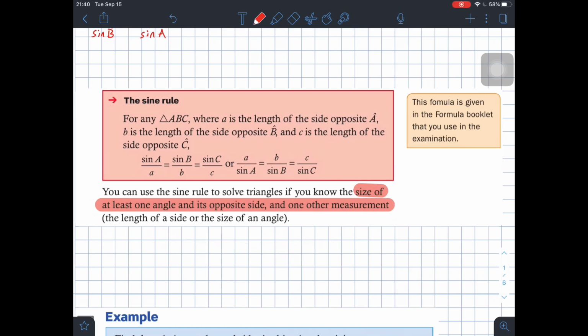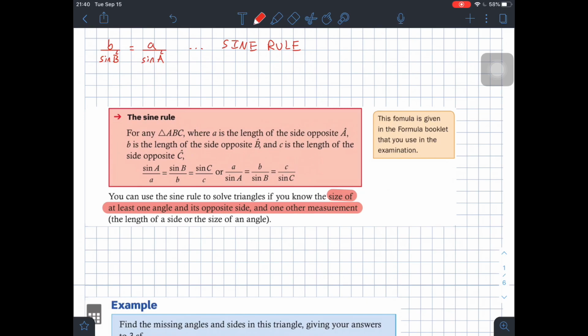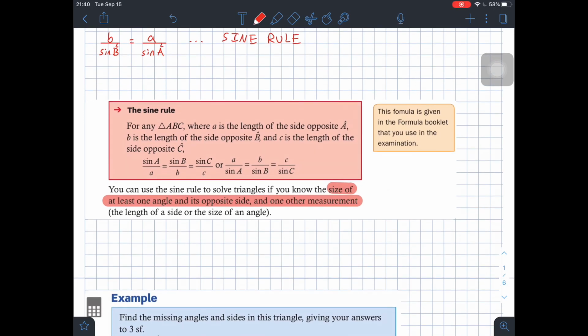We should have at least two pieces of information of the same letter. That means we should have angle A and side A, for example, and then any other piece of information. It could be either, I don't know, angle B or maybe side C. If we have any other third piece of information, then we can apply the sine rule to solve all of the rest of the triangle. So that's the rule for applying the sine rule.